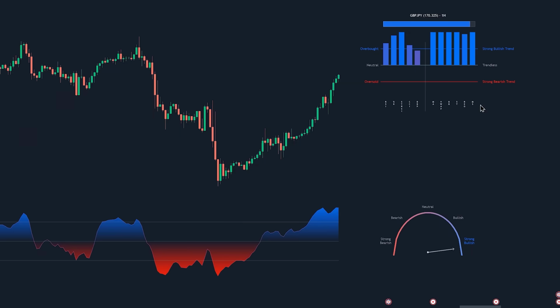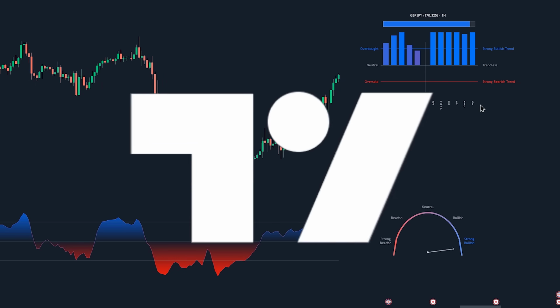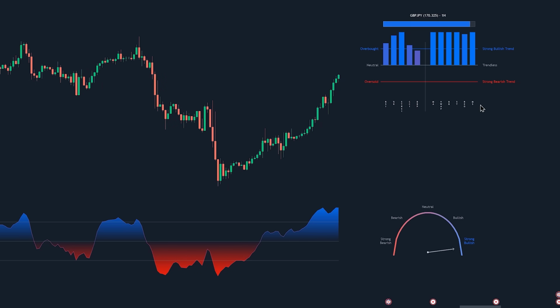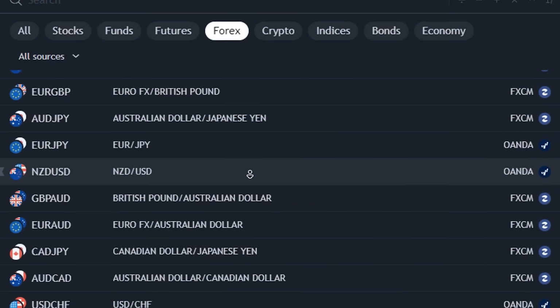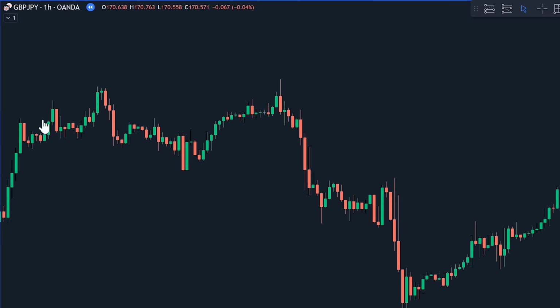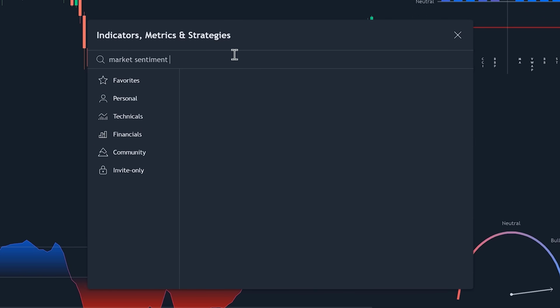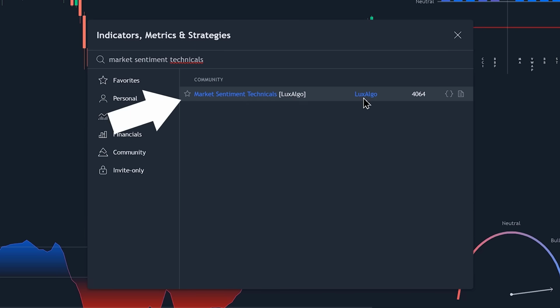Let's get into it. Now, to get started with this strategy, we're going to go to Tradingview, which is the trading platform that I'm going to be using. If you need to sign up, there's going to be a link in the video description for you to do that. Next, you want to open any trading security that you like in any time frame. For me, I'm going to be using the 1 hour time frame of JPY. After that, you want to click on Indicators and then type in Market Sentiment Technicals. Be sure to select this one by LuxAlgo.